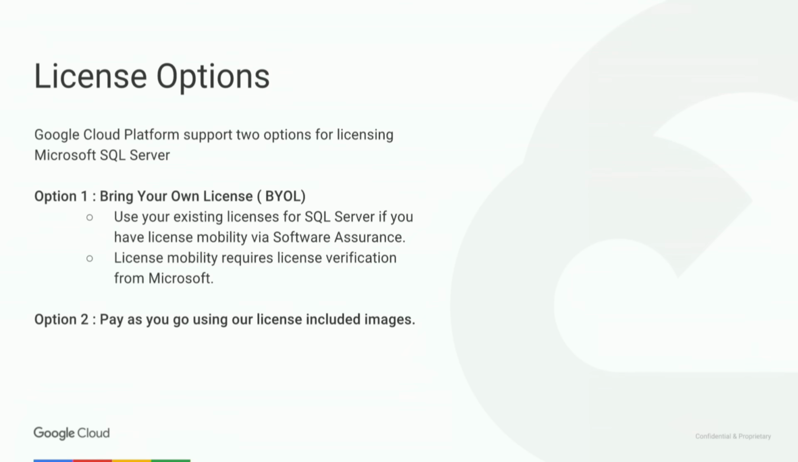So make sure that you have software assurance and have the license verification, and you can move them to GCP. The second option, which a lot of customers find very convenient, is that you don't really have to bother about licenses. Use the pre-configured images, and you pay for licenses as well as usage as much as you use the VM. So if you spin up the VM for 1 hour, you will be charged for 1 hour worth of licenses as well as usage. So this is really convenient.